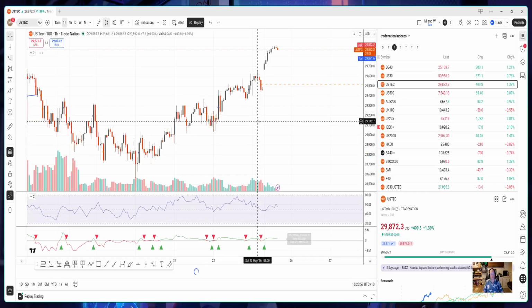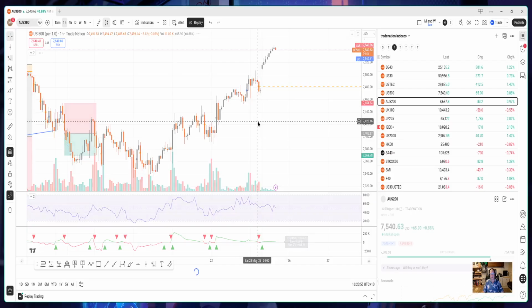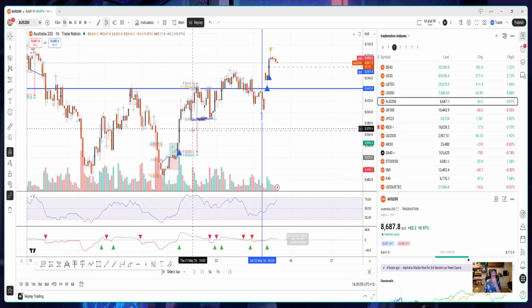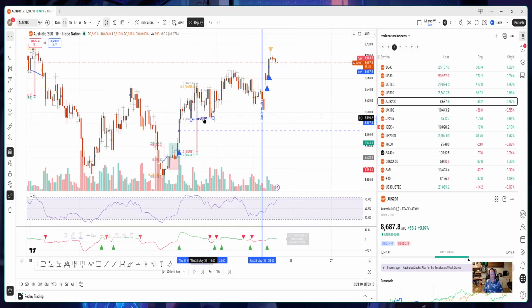US 30, we're on the 1 hour, that's good. Nothing. Everything's shooting up, good for investors. That one just went too high, so it didn't pan out.